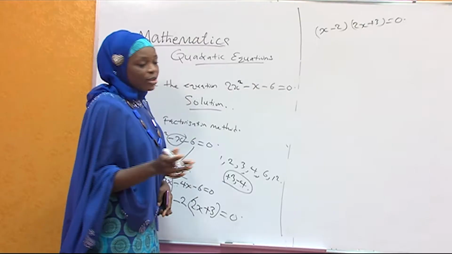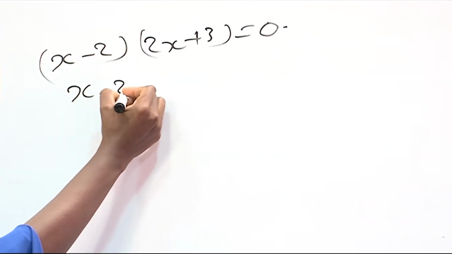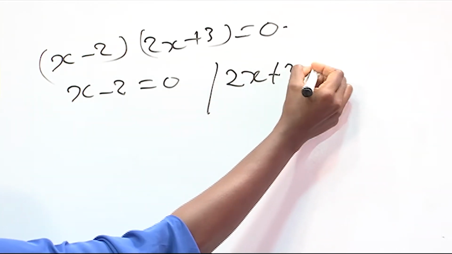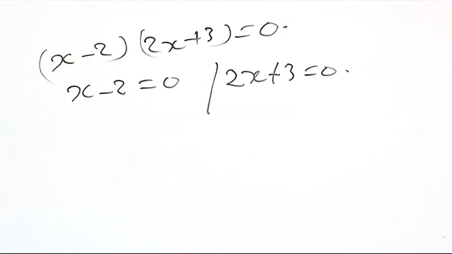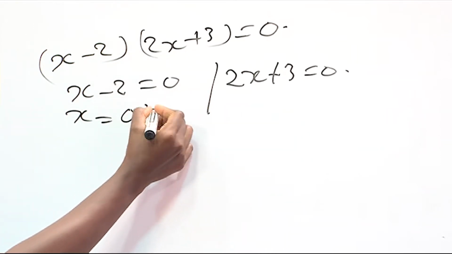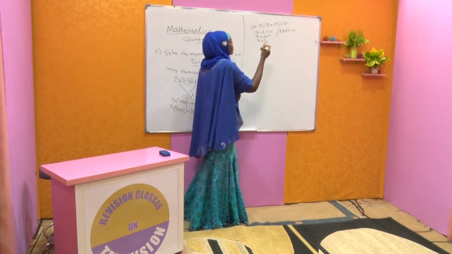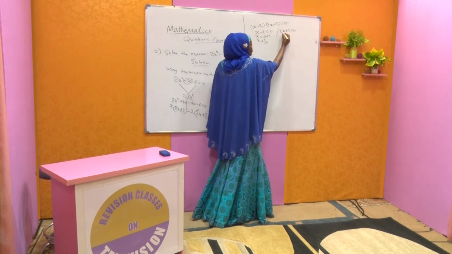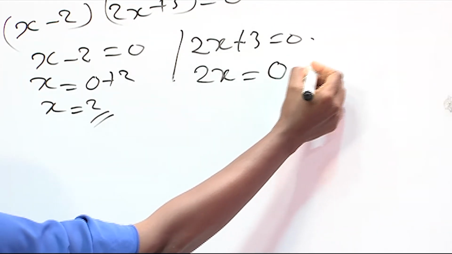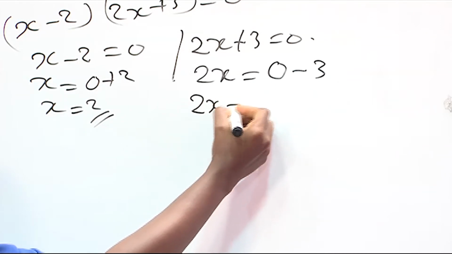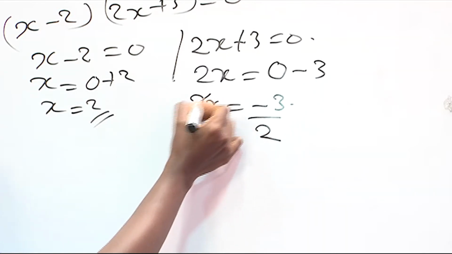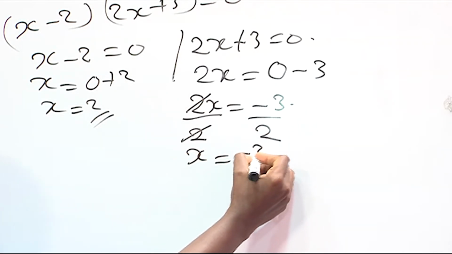Then you now pick them one after the other. The bracket, I have x minus 2 equals to 0. That's the first bracket. I have 2x plus 3 equals to 0. So here we can just get the value of x. That's x, bringing minus 2 to the other side, it becomes 0 plus 2. That's x is equal to 2. To get the second aspect, we have 2x equals, taking plus 3 to the other side, you have 0 minus 3. Now we have 2x equals minus 3. Dividing both sides by 2, we have x equals minus 3 over 2.